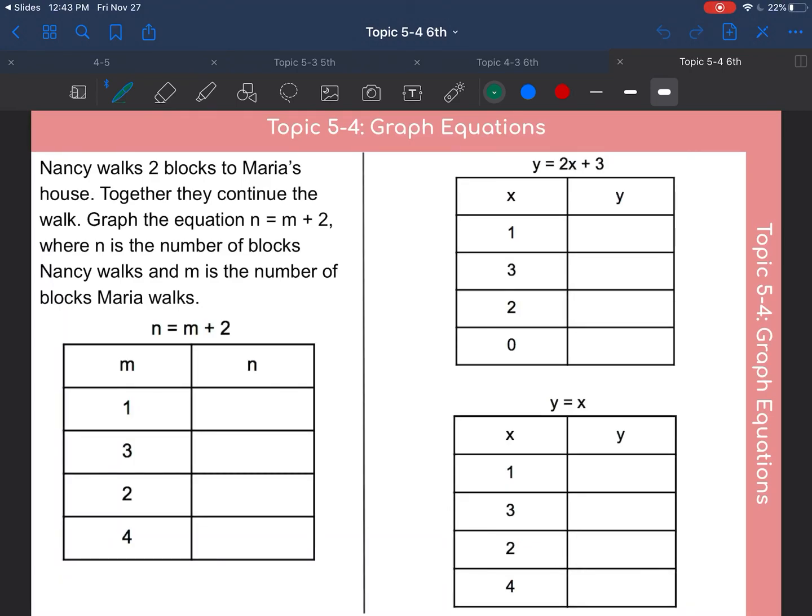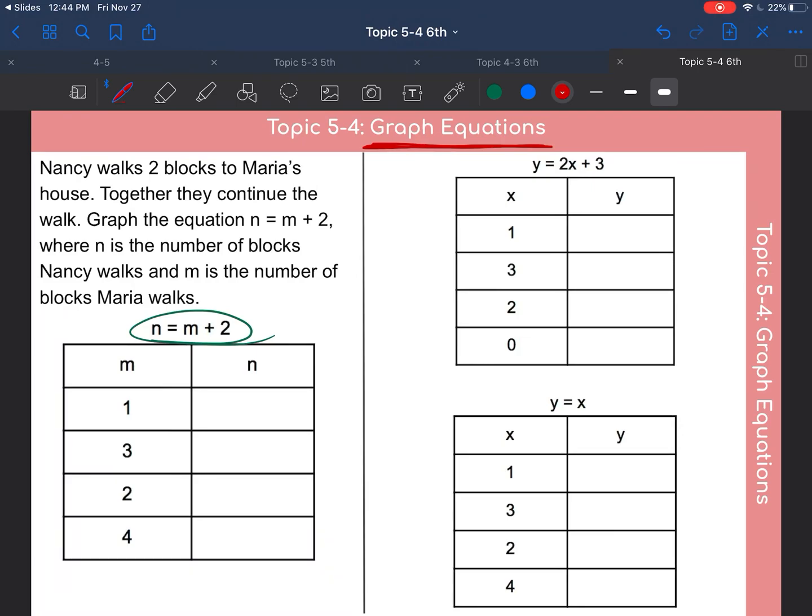Hello, sixth graders. So today we're going to continue with topic 5, and we're going to continue creating tables based off of patterns and equations, but we're also going to be graphing these tables now, and you'll see exactly how we're going to do that. So let's look at this first example.